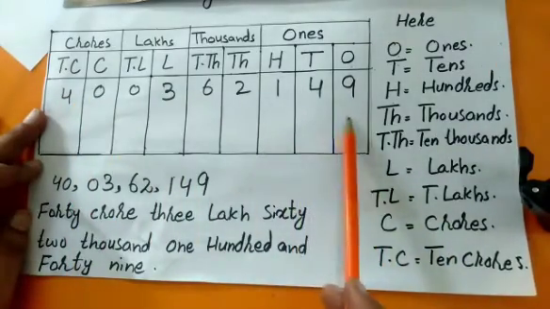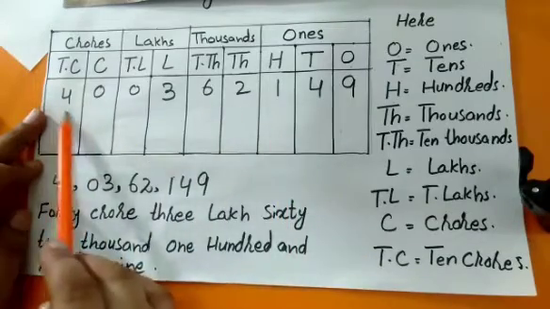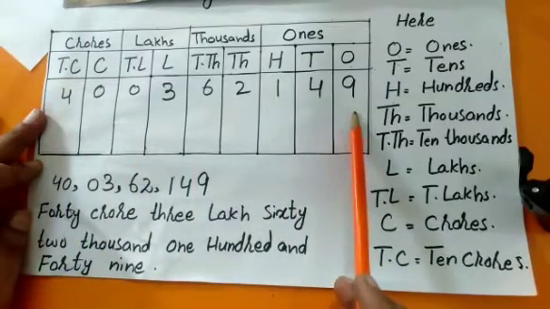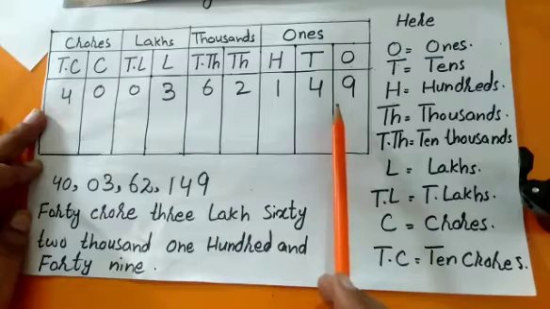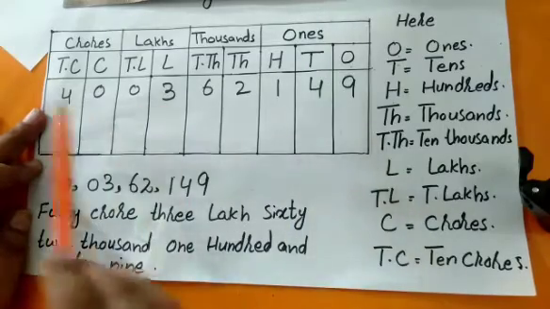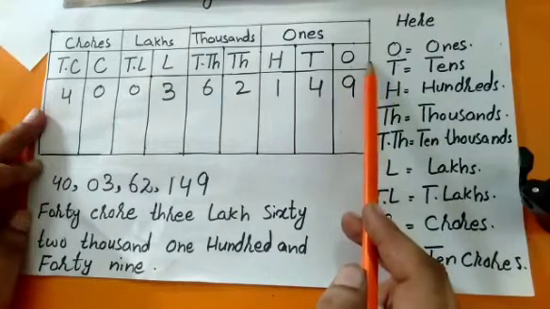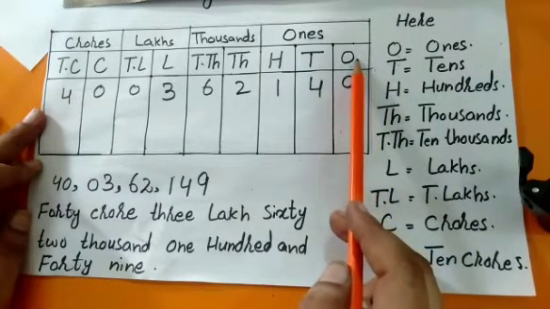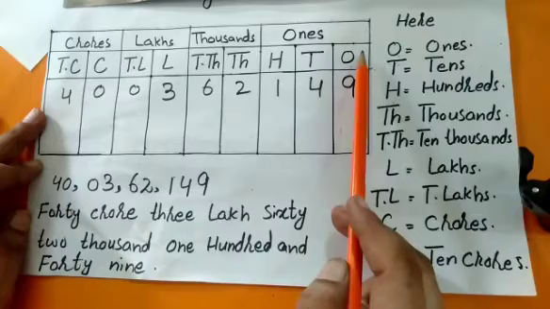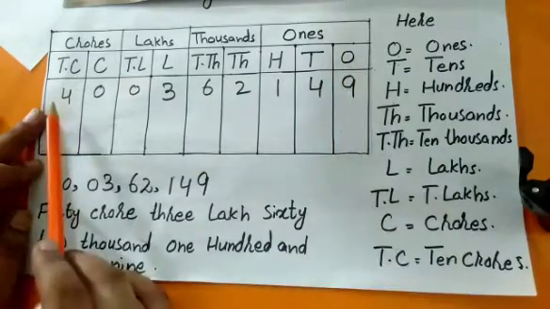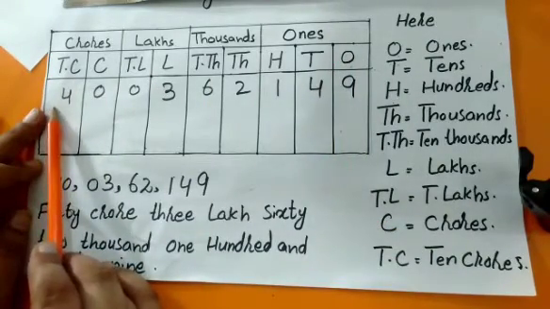Now students, I have written down the digits in our next line. You can see here, when you write the digits, you will start from the left side, and when you write the values, you will start from the right side. Always remember, place value will be written from the right side and digits will be written from the left side.